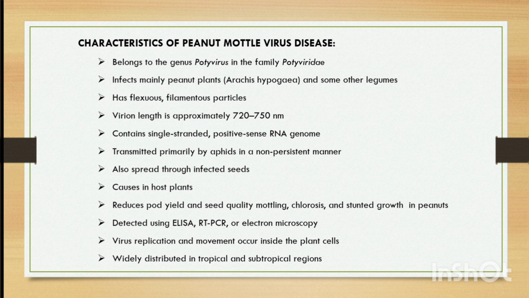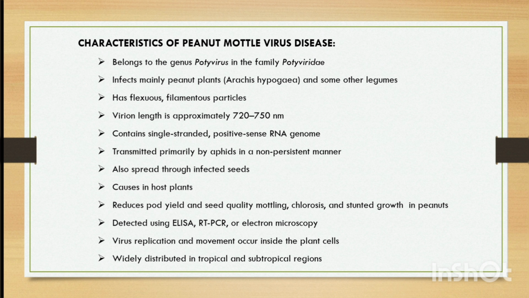Characteristics of peanut mottle virus disease. Belongs to the genus Potyvirus in the family Potyviridae. Infects mainly peanut plants and some other legumes. Has flexuous filamentous particles. Virion length is approximately 720 to 750 nanometers. Contains single stranded positive sense RNA genome. Transmitted primarily by aphids in a non-persistent manner. Also spread through infected seeds.